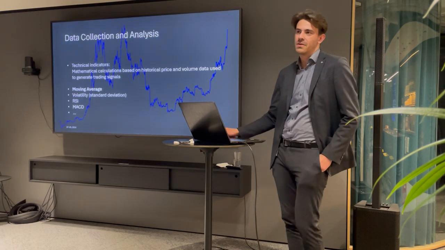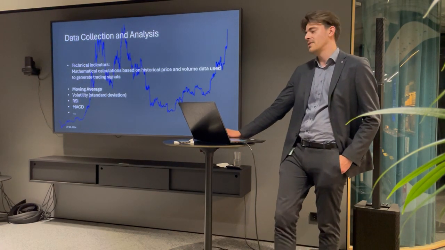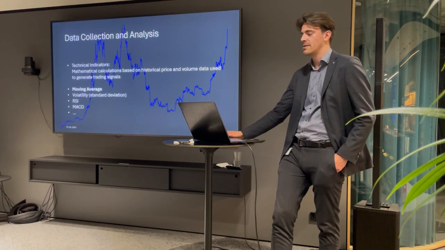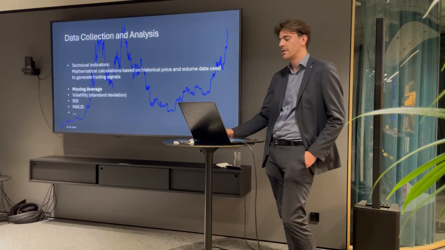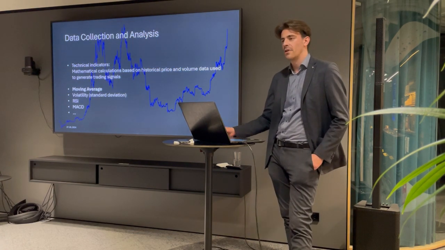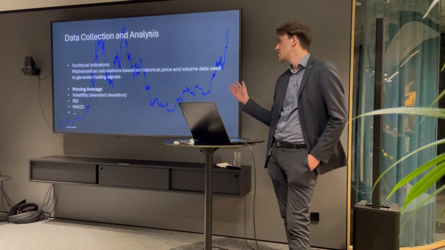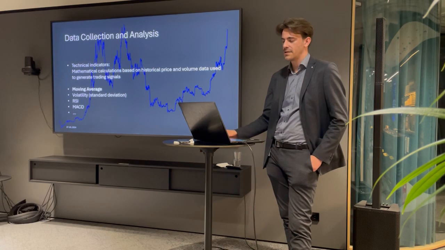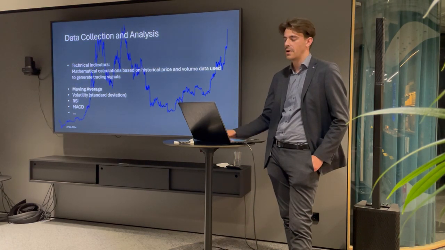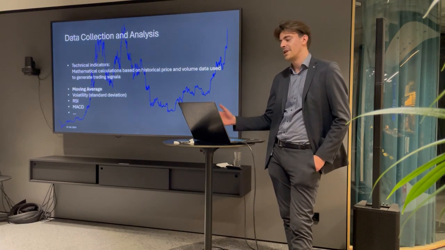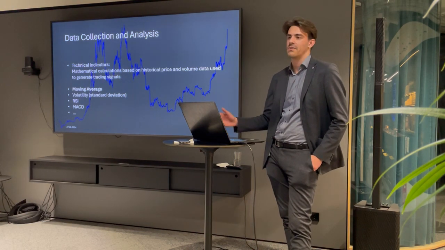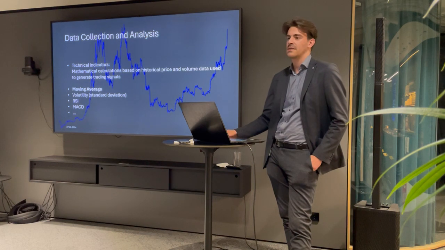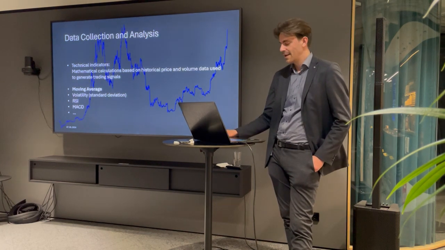Sometimes it makes sense to not only use price data, but you can also calculate some technical indicators. This is just some mathematical calculations based on the historical price and on the volume data. And there are several of them. For example, moving averages, which I will use to show you a strategy later on in this presentation, but there are also other ones like the volatility, which is the financial term for the standard deviation. Then there's the relative strength index, the MACD, which is moving average convergence divergence, and there are many more.